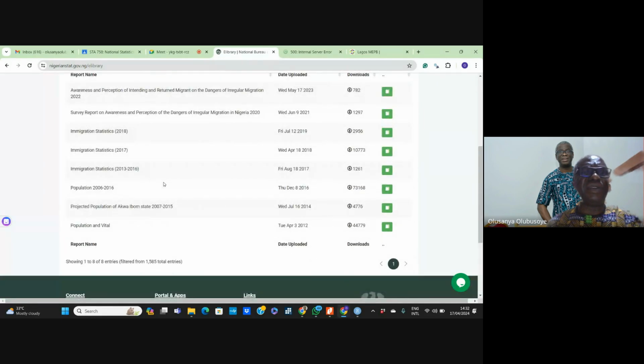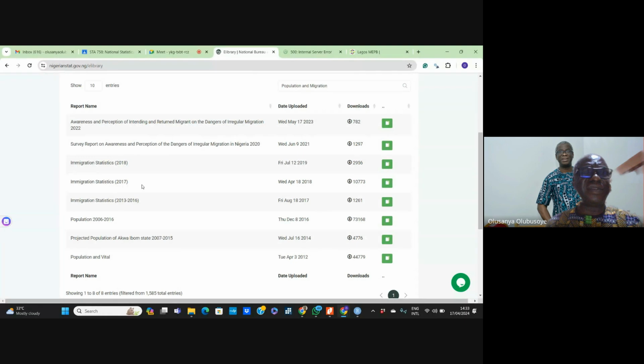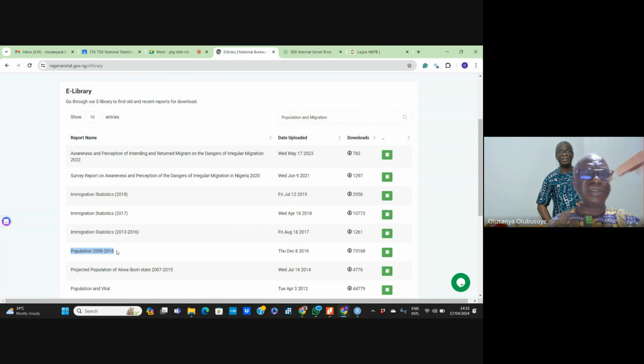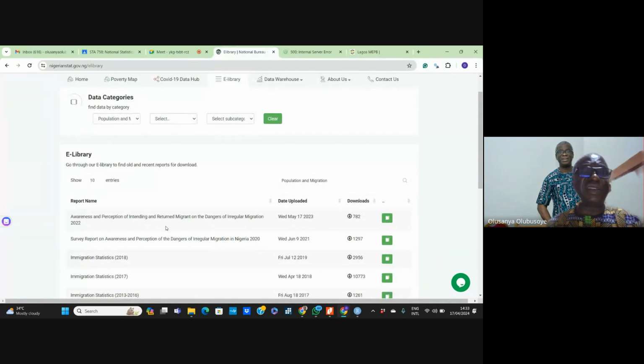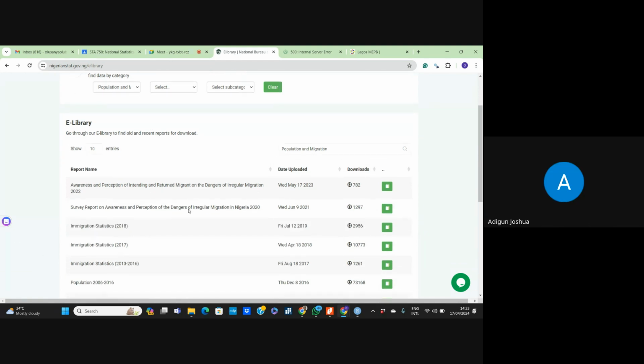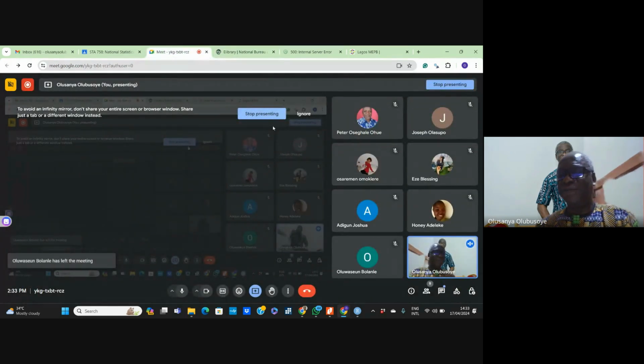Do they have anything on population? Yeah. So they have information about population and vital statistics. They have also on immigration statistics. They also have on population between 2006 and 2016. When was the last population census conducted in Nigeria? 2006.